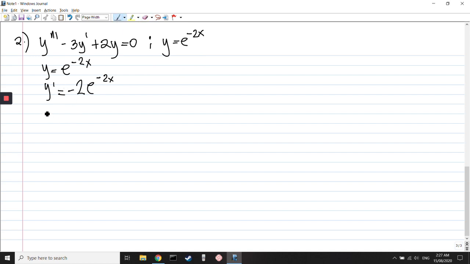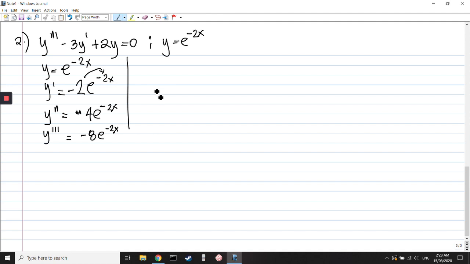So y double prime is equal to negative times negative, which is positive, so positive 4 times e raised to the power of negative 2x. And then again, the y triple prime is equal to negative 8e raised to the power of negative 2x. So let's go. We just need to substitute the solved values in this equation.